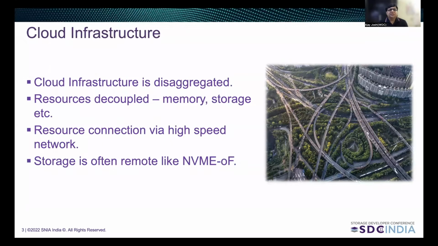Cloud infrastructure is basically disaggregated. Resources are decoupled, so the storage, compute, and memory can all sit at different locations. All these are connected via a high-speed network. Storage is also often remote, where the connection is based on the NVMe-oF interface. So the fabric of choice is basically TCP when you go for NVMe-oF.